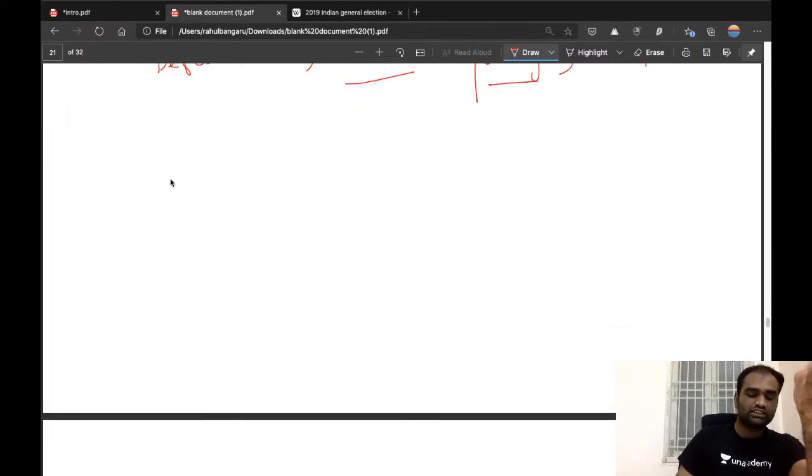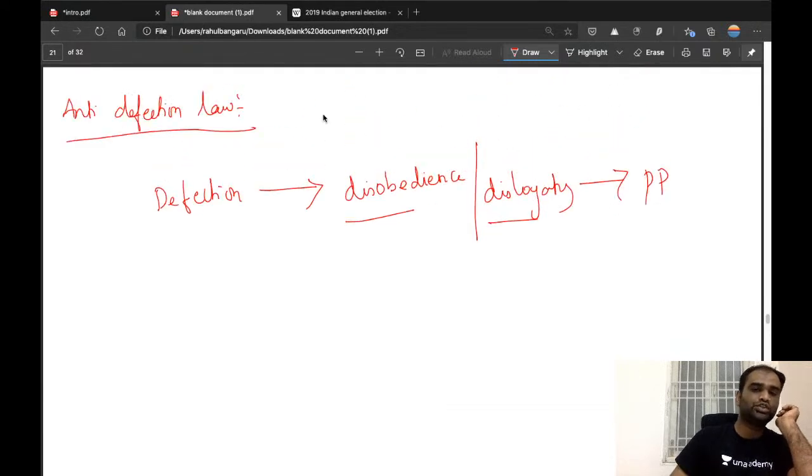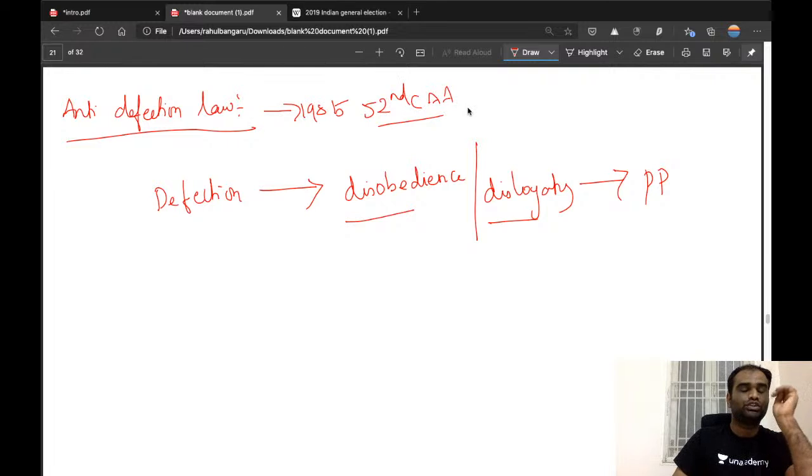Now, before discussing these various provisions of anti-defection law, this anti-defection law was introduced only in 1985 by the 52nd Constitutional Amendment Act. So this was not originally in the Constitution. Anti-defection law was not originally in the Constitution.